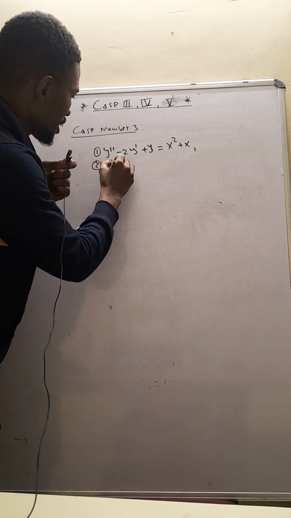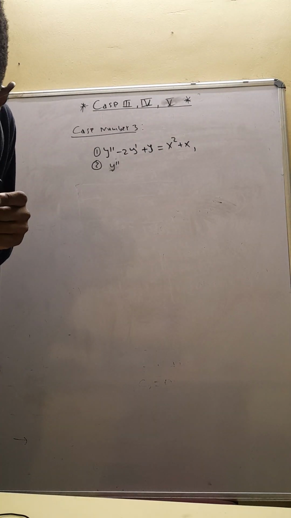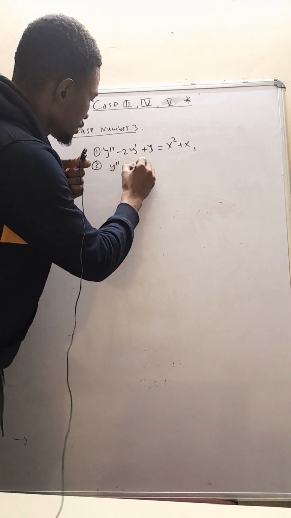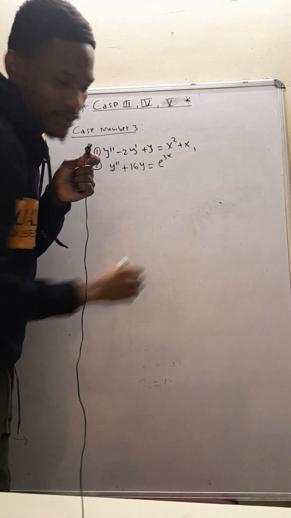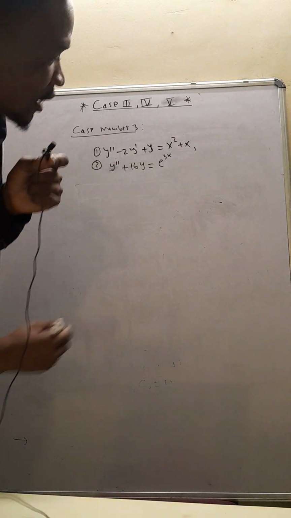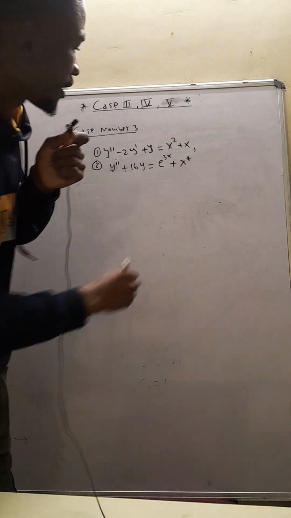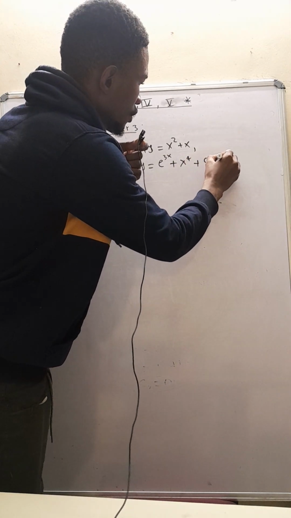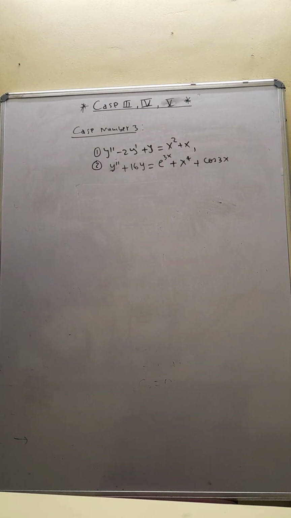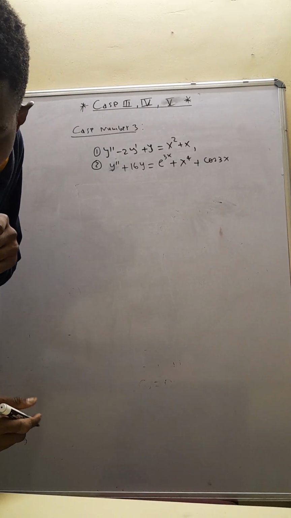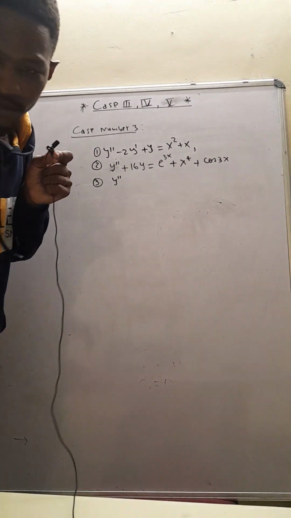So suppose here we have y double dash plus 16y equal to Euler raised to 3x plus x raised to 4 plus cos 3x.